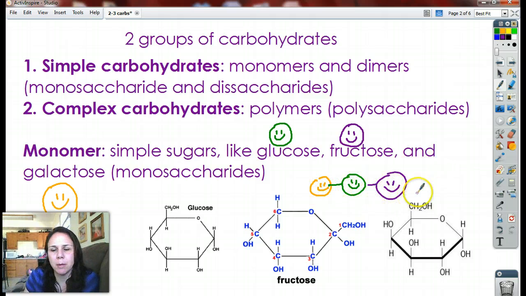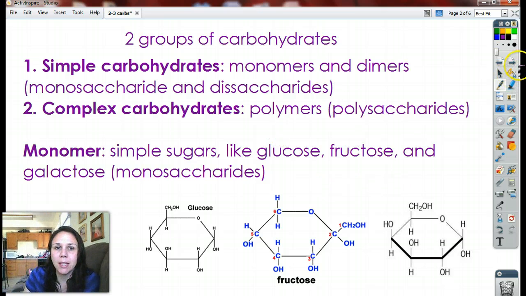There's different kinds of monomers, just like there's different types of Lego blocks. They come in different colors, they come in different shapes and sizes, but they're all the building block. They're the basic unit of making a bigger structure out of Legos. Now, of course, we're not going to use smiley faces. We're actually going to use the actual structure. This is glucose right here.